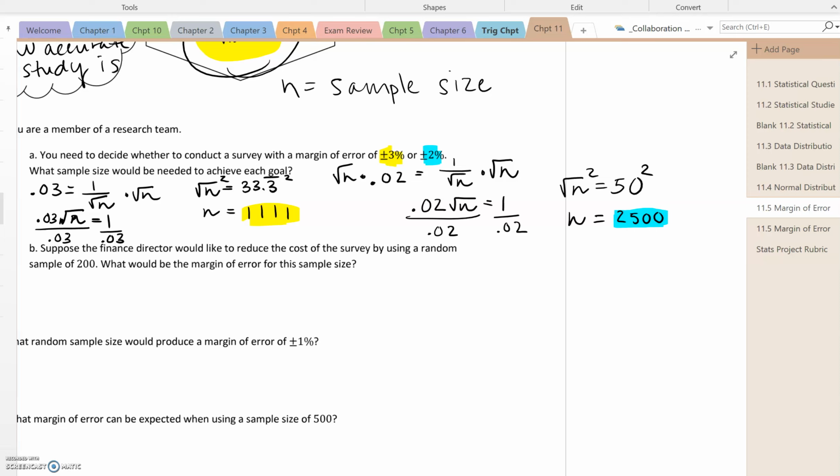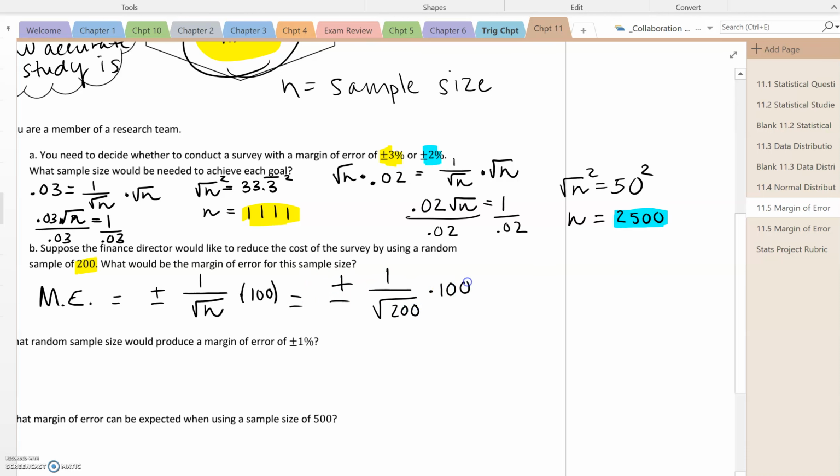The second part of this question says, suppose the finance director would like to reduce the cost of the survey by using a random sample of 200. What would be the margin of error for this sample size? So let's use our margin of error formula. Our margin of error is plus or minus 1 over the square root of n times 100. Now our n here is 200. So I'm going to have plus or minus 1 over the square root of 200. And then our answer is times 100.